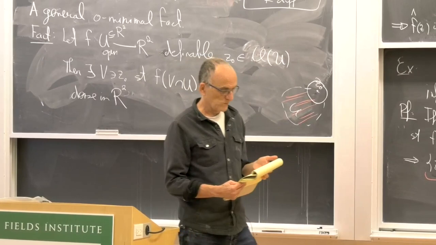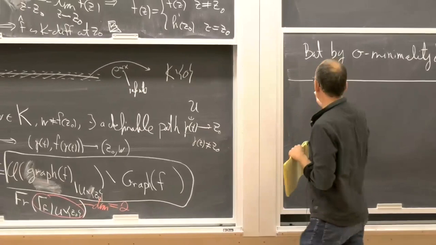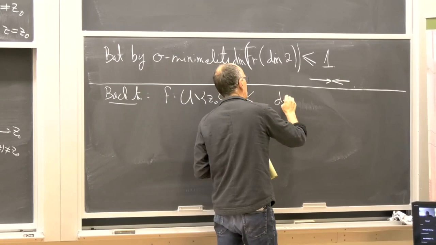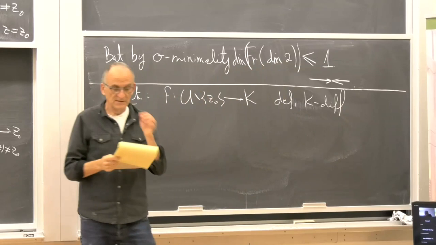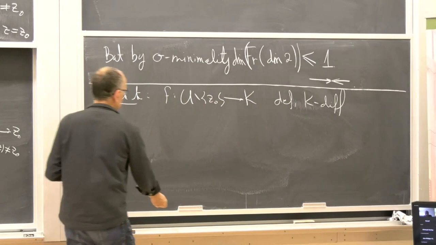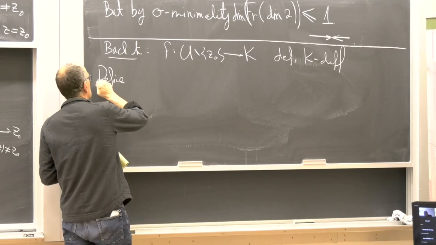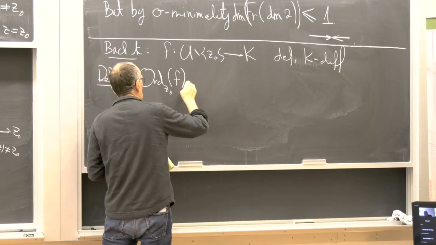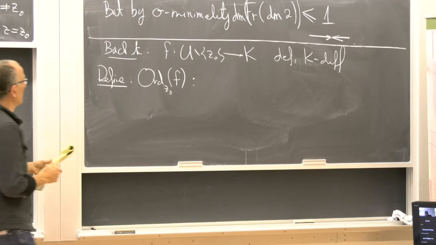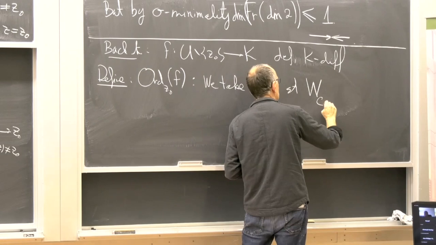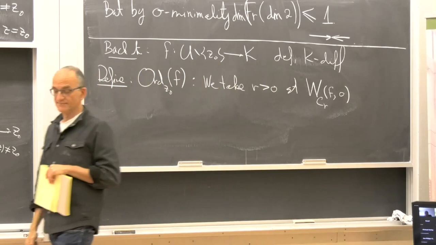Okay, so now we are back to the setting, F from U minus Z zero to K, definable and K differentiable. And let's define the order of F at Z zero as follows. So it will be like the order with respect to zero, like the order of the zero of F. We take R greater than zero, sufficiently small, such that the winding number of F around zero on C_R stabilizes, where this is the circle of radius R around Z zero.